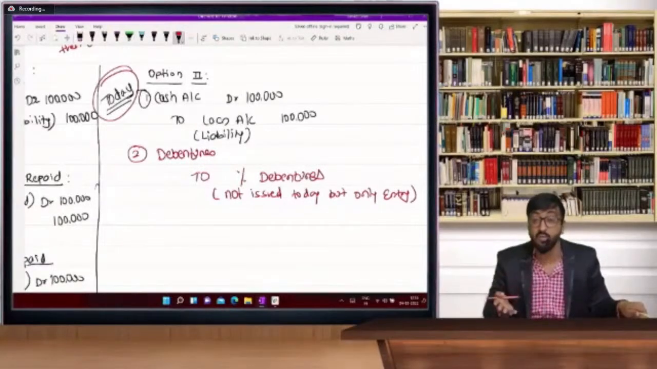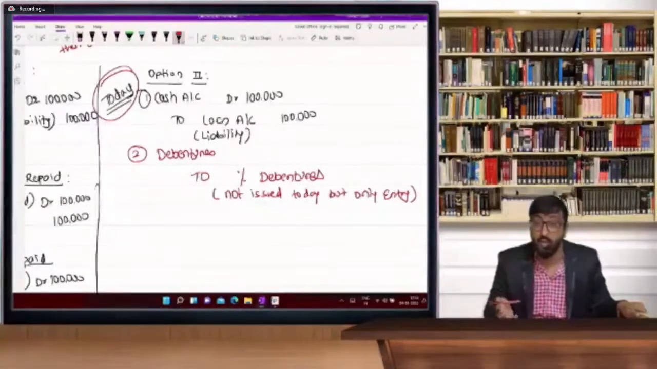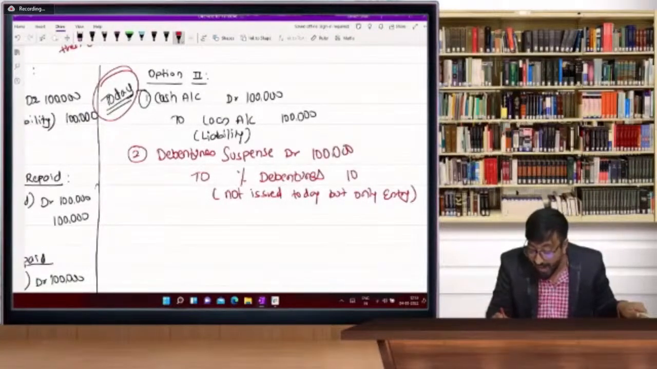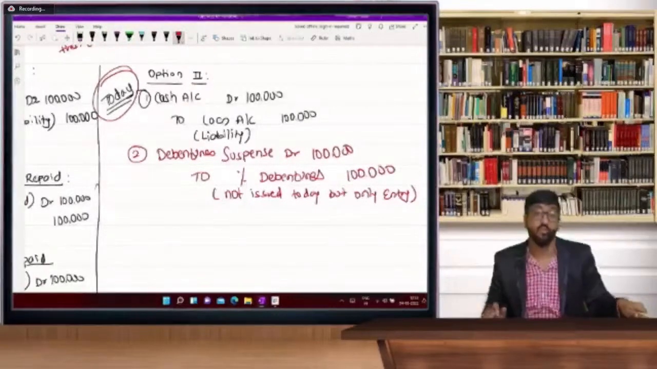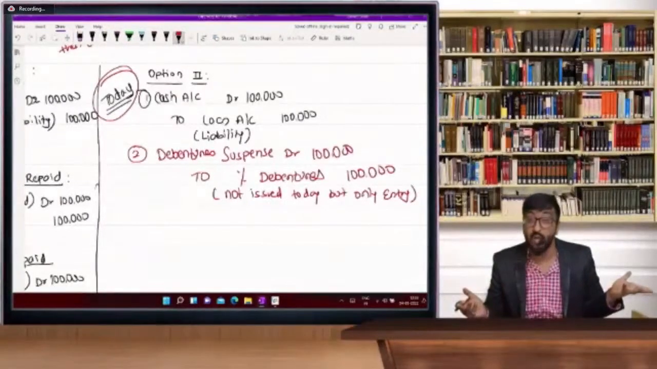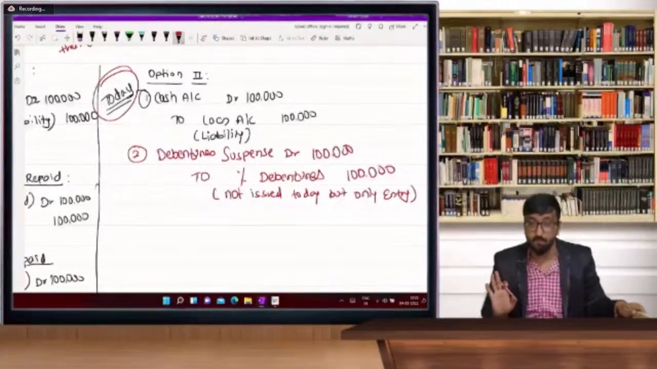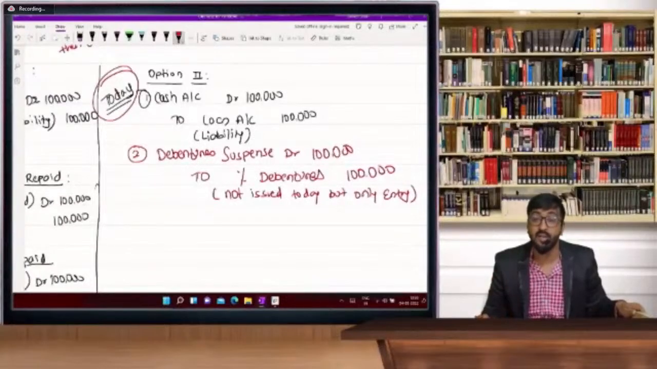So after 3 years, whether we are going to pay it or not, therefore we are writing debentures suspense over here. Debentures suspense 1 lakh to percentage debentures, because it's a suspense. We are not aware whether we are going to issue debentures or not, but we are passing the entry for debentures today. We just make a provision. And therefore it is an entry, debenture suspense account debit to percentage debentures.